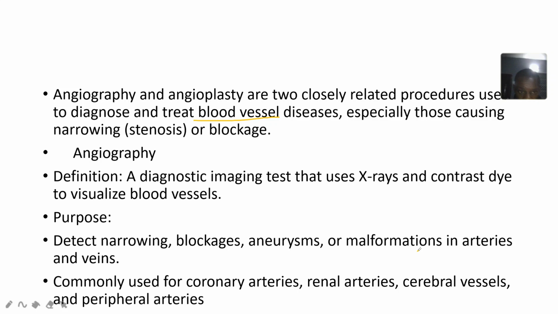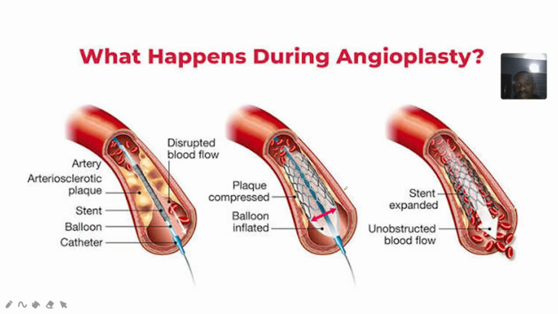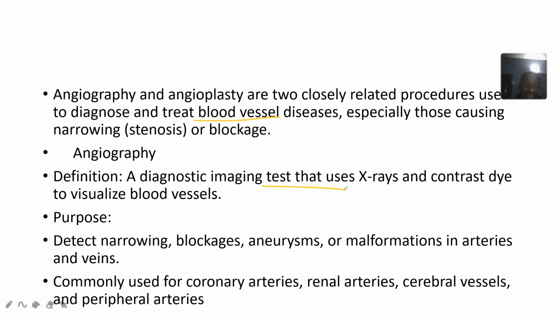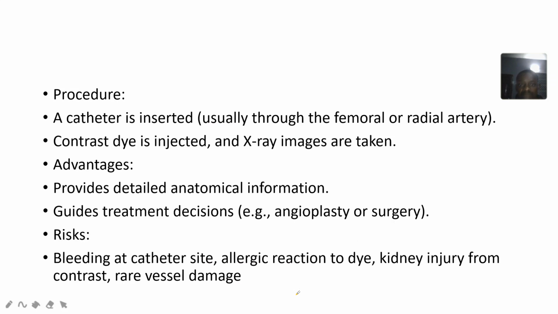So angiography is a diagnostic test, and it uses X-rays and contrast dye. I didn't bring a picture, but this is angiography, though it's not showing the imaging. It's supposed to be imaged. With that imaging, you can get to know if the blood vessel was narrowed, if it was blocked, or if there was an aneurysm or malformation. It's commonly used for coronary arteries, arteries in the kidneys, cerebral vessels, and also peripheral arteries.